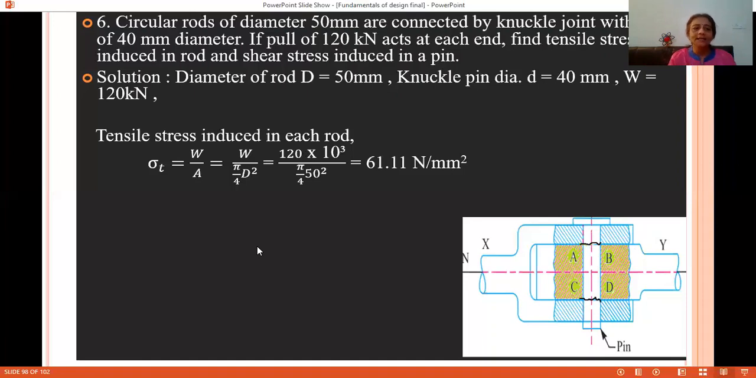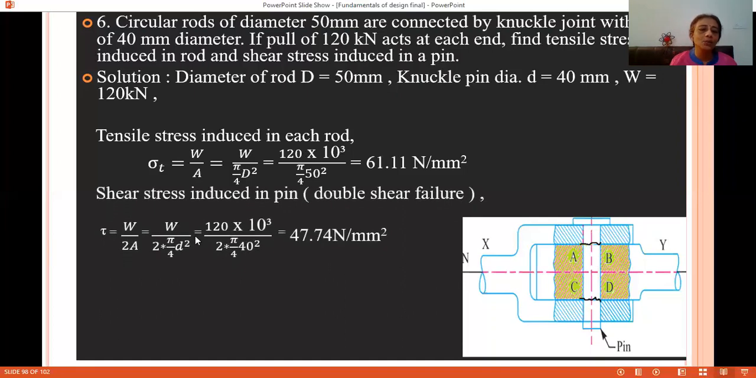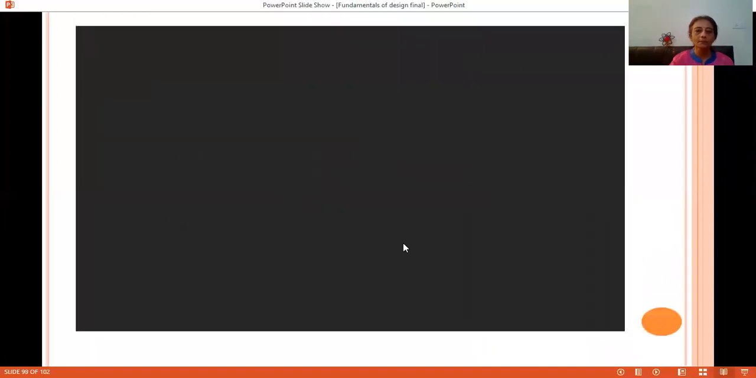So as it is double shear, the equation of area will be 2 into pi by 4 d square. So tau induced is equal to W upon 2 into pi by 4 d square. Substituting all the values available with us, we have found tau is equal to 47.74 Newton per mm square.